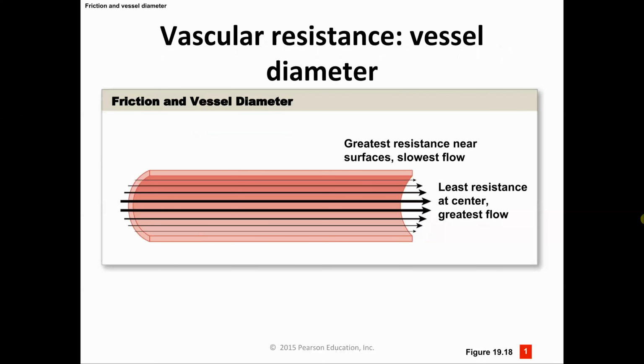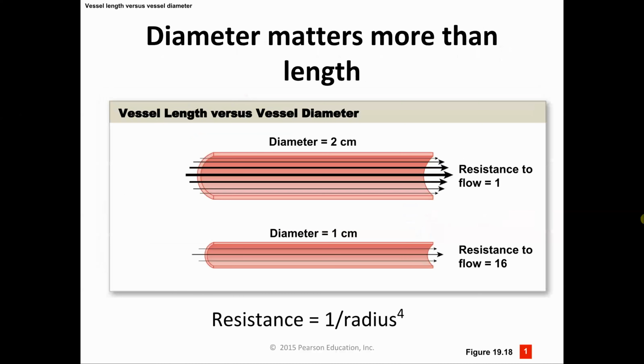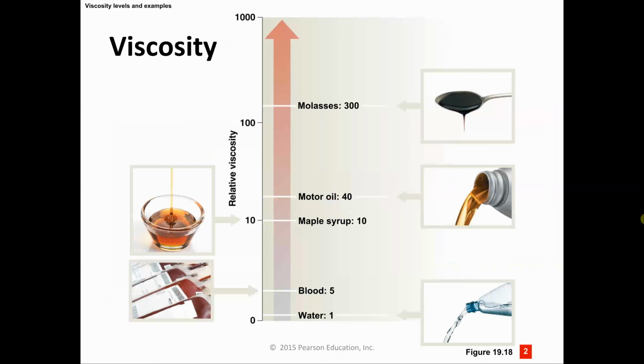And then vessel diameter is going to affect resistance as well. So it's going to be easier to blow liquid out of a straw that's this size versus a little cocktail straw that's teeny. So then the diameter is going to be more important than the length when determining resistance. And again, you don't need to know this math. This is the cardiac output math.